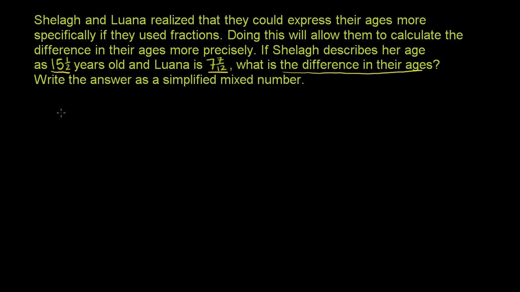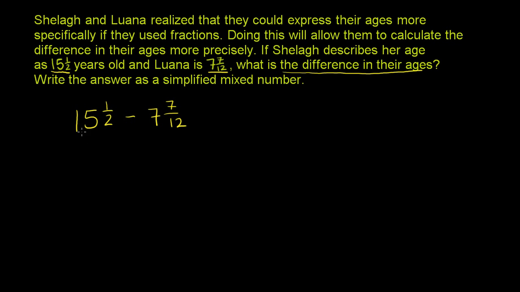So Sheila is older, so she's 15 and a half years old. So we really want to find the difference between 15 and a half and 7 and 7/12. And we can see immediately, or maybe it's not obvious to you, that 1/2 is the same thing as 6/12, which is less than 7/12. So if we separate out the whole number parts and the fraction parts, this fraction is actually smaller. The 1/2 is smaller than the 7/12. So it might be easier to do this differently, so we don't have to do all of that borrowing and regrouping.